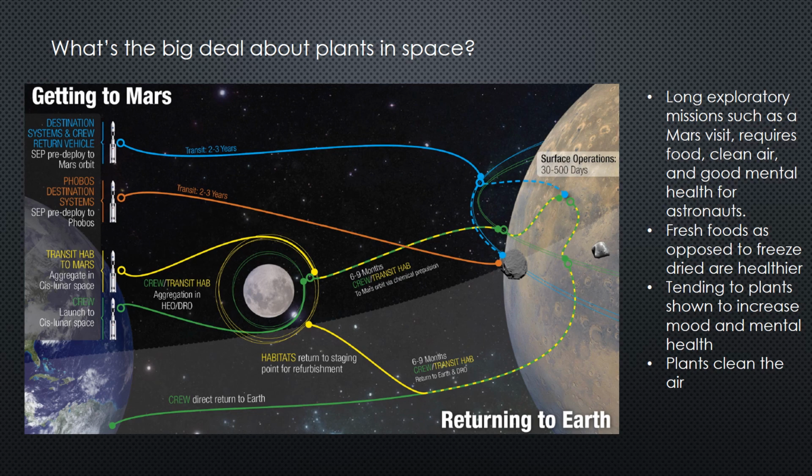So growing plants in space is going to be critical if we are going to do any long exploratory missions. So now we've gone from cell signaling at this tiny level all the way to traveling in space, and they're directly related. So maybe one of you gets to go traveling to Mars one day.